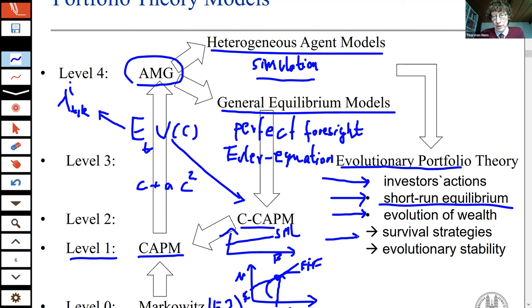To solve the model mathematically, we use evolutionary concepts like a survival strategy. A survival strategy is a strategy that has the highest growth rate of wealth, and also evolutionary stability. This is a strategy that, once it has conquered the market, every mutant or incumbent strategy will be driven out from the market. Fortunately, using these solution concepts, we can solve the general asset market game without restricting to a few strategies like in the heterogeneous agent models, and without invoking strong assumptions on rationality like perfect foresight. This is the contribution of evolutionary portfolio theory to portfolio theory. It's an equilibrium theory, a sequence of equilibria, a dynamic equilibrium theory with the actions at the focus and not the intentions, and with a solution concept of a survival strategy and evolutionary stability.